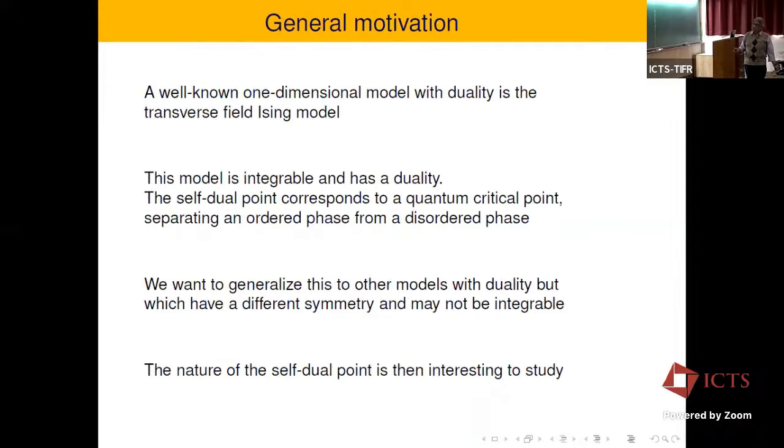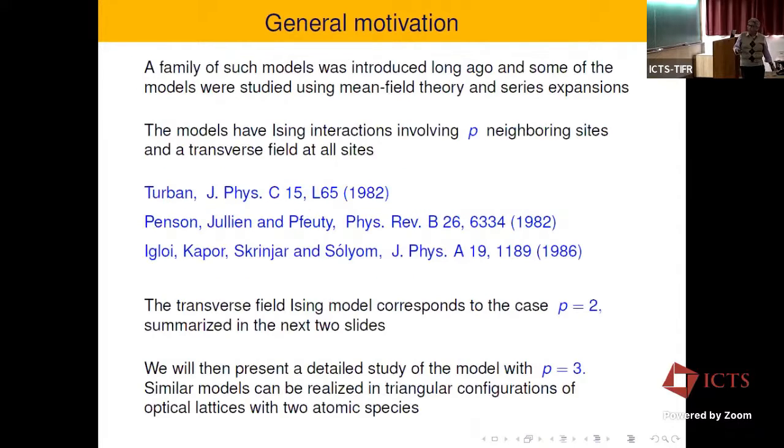Okay, so the general motivation is the transverse field Ising model, which is a well-known model with duality. And as you know, it's integrable by mapping it to fermions using the Jordan-Wigner transformation. And the self-dual point corresponds to a quantum critical point, separating an ordered from a disordered phase. So we wanted to generalize this to other models which have duality, but which may or may not be integrable. And because they have duality, it would be interesting to study what happens at the self-dual point.